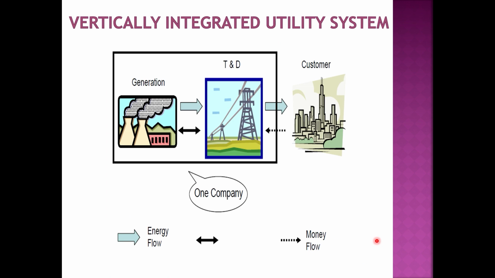Here you can observe how the vertically integrated utility system is. In the vertically integrated system, the generation, transmission and distribution were considered as one company. Here you can observe the energy flow. This blue arrow represents the energy flow, and this is the information flow, which is directed in both directions. Information will be transmitted from Genco to transmission and distribution. Whereas if you observe here, the money flow will be only unidirectional, that is customer to the company, under the vertically integrated utility system.